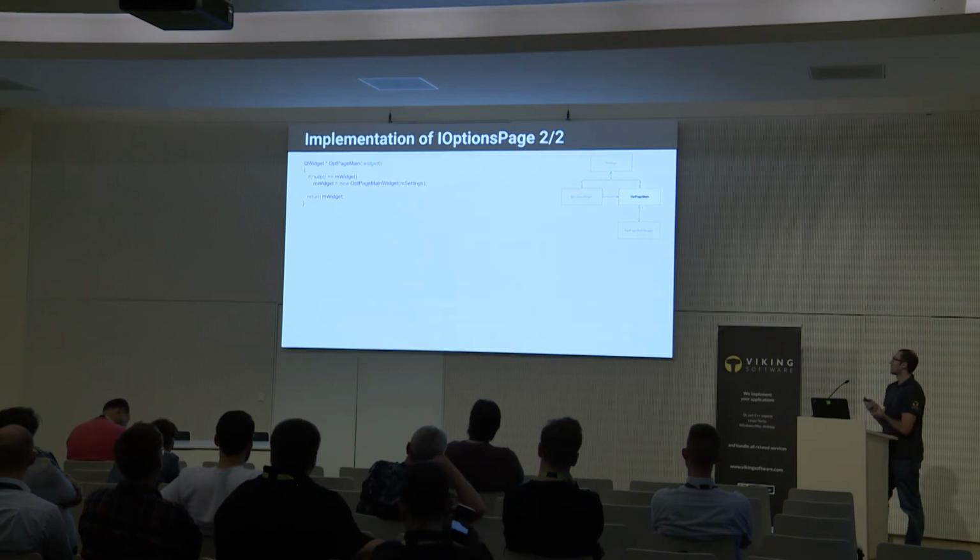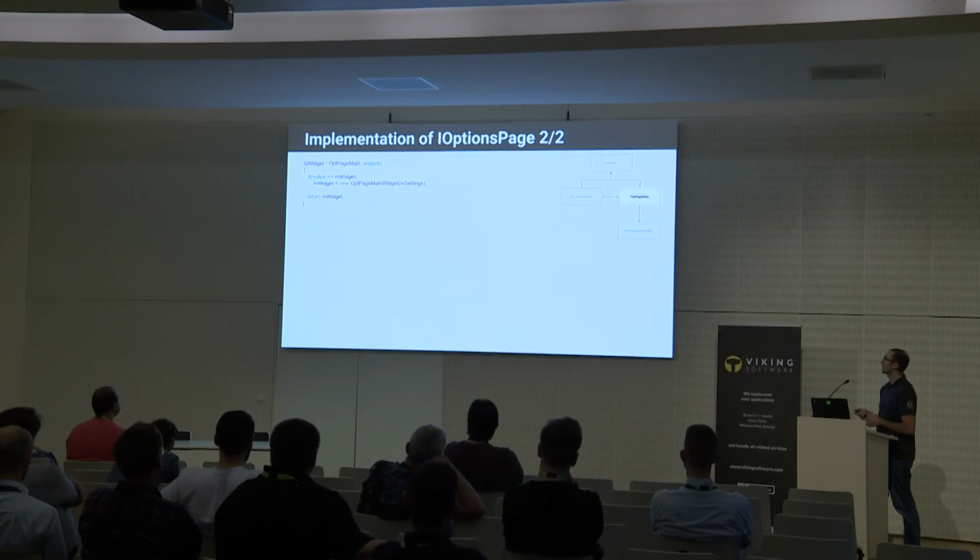So the widget function, very simple. You just need to create a widget when it's needed, and this is going to populate what you see in the options page. If the widget is null, you create it and you return it. Simple like that.